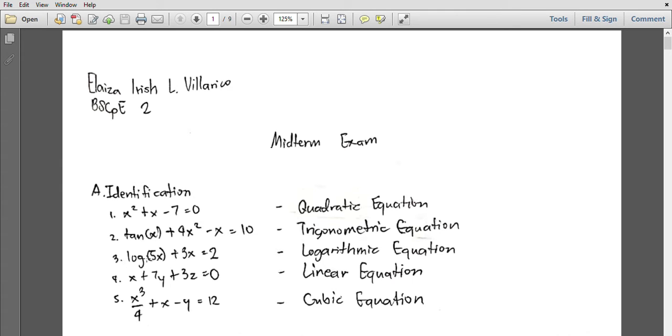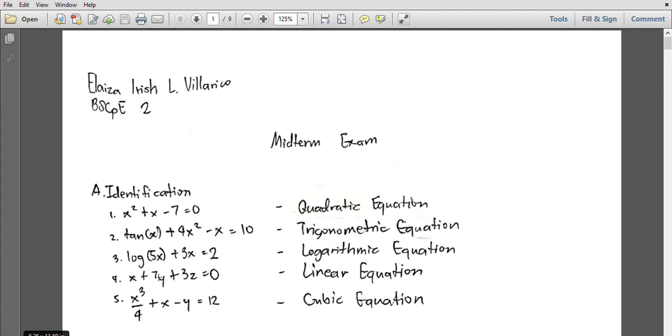Number 3. Log 5x plus 3x is equal to 2. This is a transcendental equation that consists of a logarithmic function. As we can see here, log 5x. So therefore, it is a logarithmic equation.